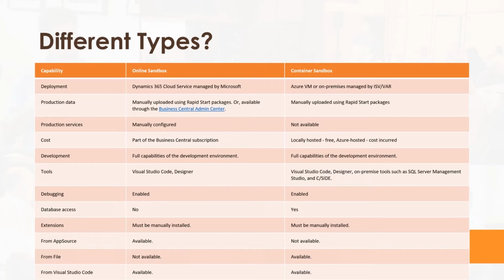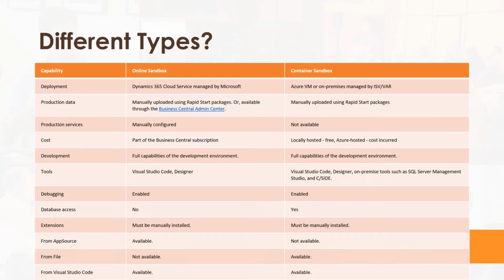You can also choose to run a sandbox environment with production data using the Business Central Admin Center. The following table outlines the most important capabilities on the offered sandbox environments for Business Central. A couple key ones that I want to point out: with the online sandbox, you will not have access to the database since this is managed by Microsoft, but you will have access to AppSource to install any third-party extensions as you please. For the container or local sandbox, you will have access to the database either through SQL Server Management Studio or C-side, but you'll be limited and not be able to access AppSource.